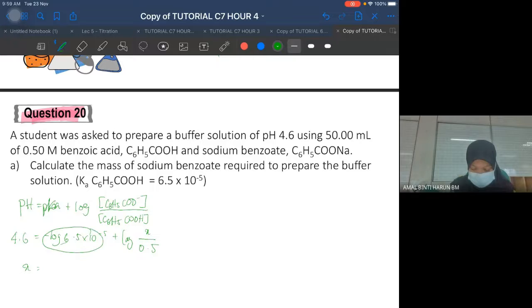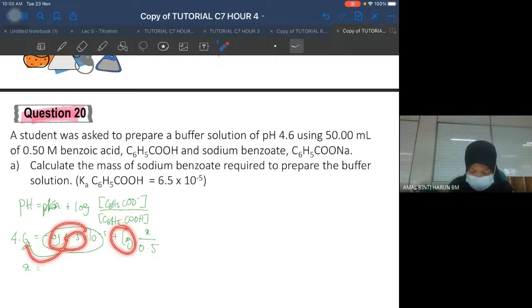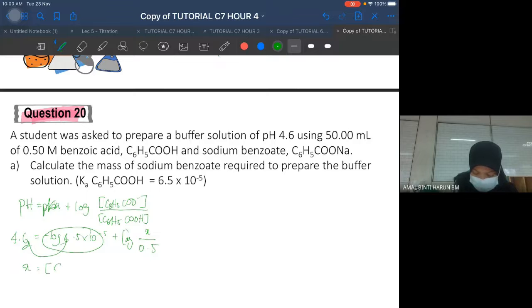So X, we will do it step by step. You settle this one, bring it here, and then take the anti-log of the answer. And this one, bring here, settle it first, anti-log, then times 0.5, you get the value of X. So the value X is referring to the concentration of the salt. So it would be 1.294 molar.